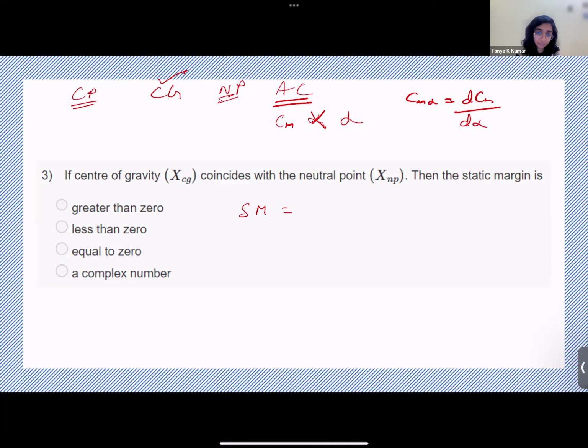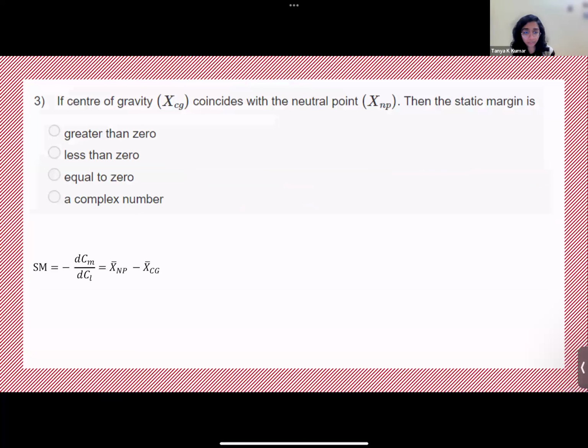If your center of gravity coincides with neutral point, static margin will be 0, because there is no distance between CG and neutral point. That is the right answer. This is just the equation: static margin is the negative of the slope between Cm and Cl, or the negative of the slope between Cm and alpha. It's defined as the distance between neutral point and CG, not CP and CG. In this case the answer would be 0 because both CG and neutral point are the same point. There's no distance between those two.